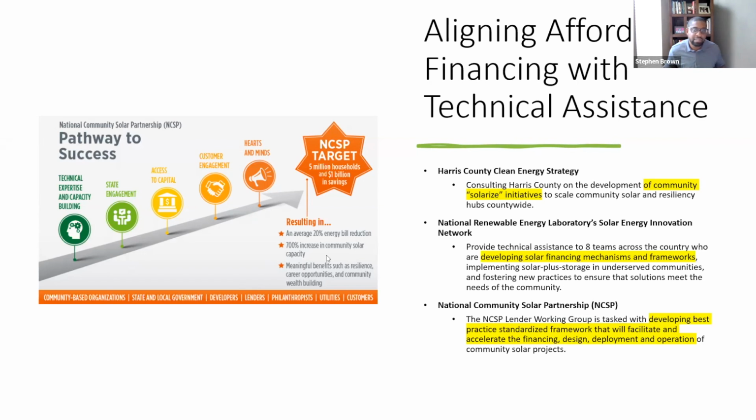The National Community Solar Partnership is out of the Department of Energy, and you can see on the left what their pathway to success is. Of course, we're here in this technical expertise and capacity building stage right now, and we'll be working towards moving down that pathway.